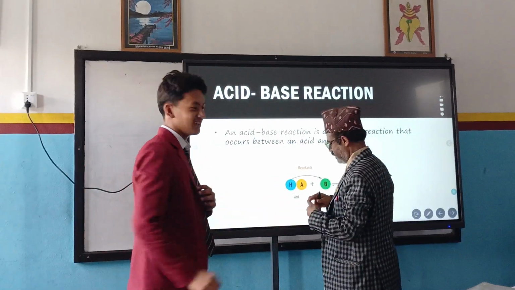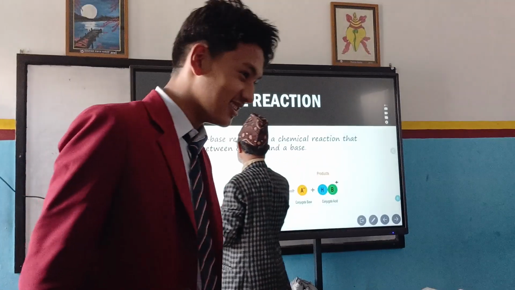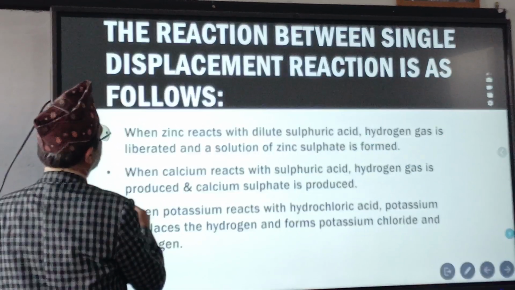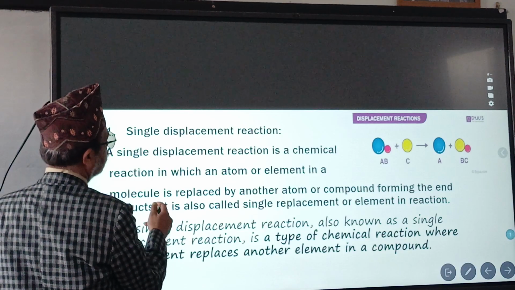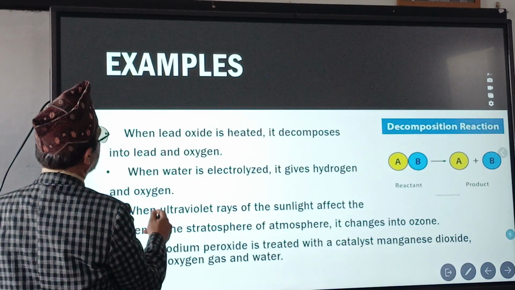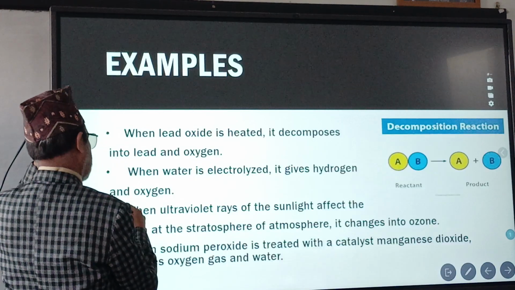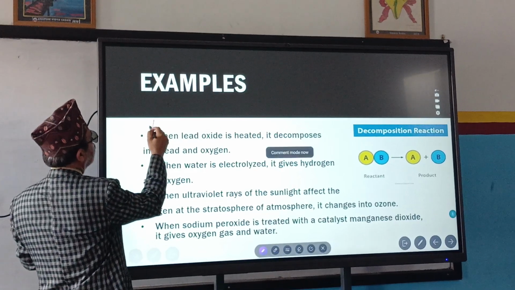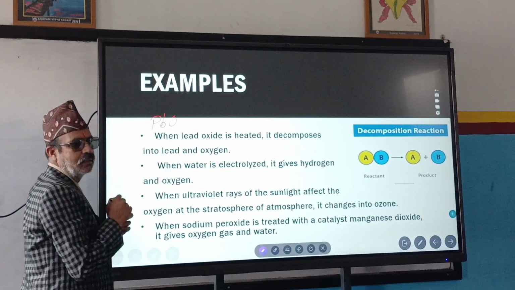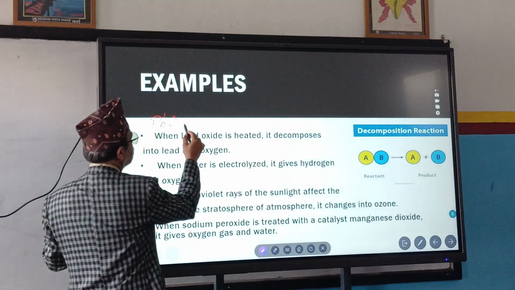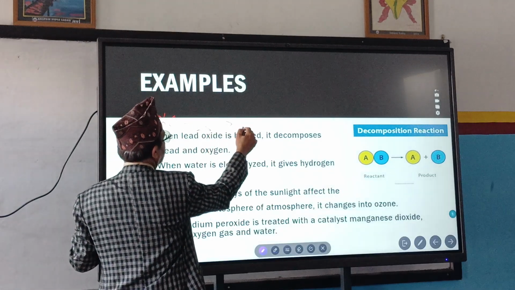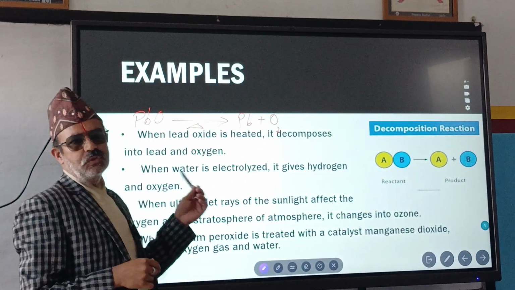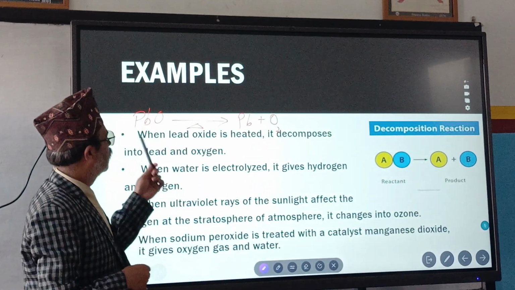So, he has brought here many more examples. I will just change that into symbolic reactions. See here, when lead oxide is heated, lead oxide means PbO. When it is heated, you can write here Pb plus O2. Gases are written in molecular form. So this type of chemical reaction is a decomposition reaction.